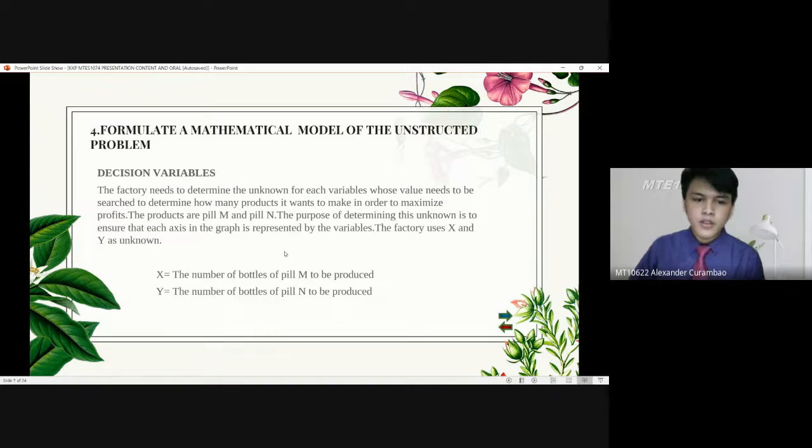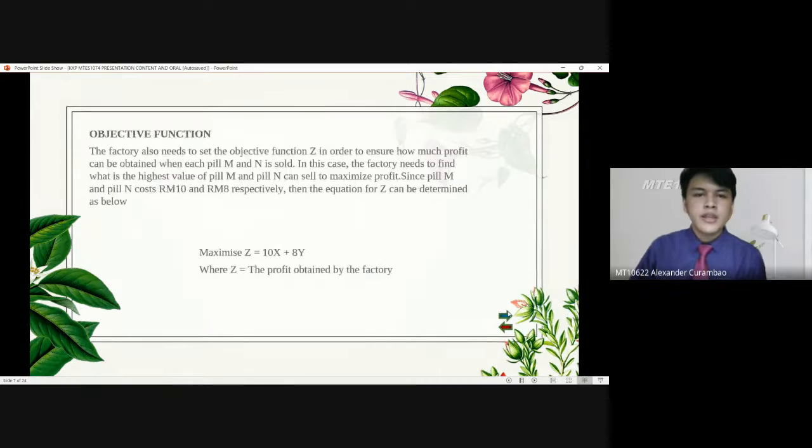Okay, so how do we represent this X and Y? X is the number of bottles of pill M to be produced, and Y is the number of bottles of pill N to be produced. Okay, these are the decision variables. Next, the next mathematical model is the objective function. Okay, let's take a look.